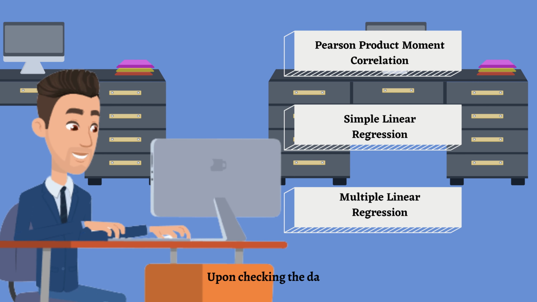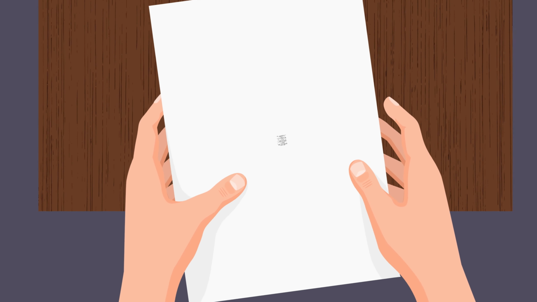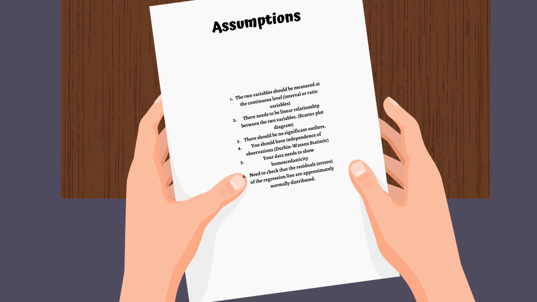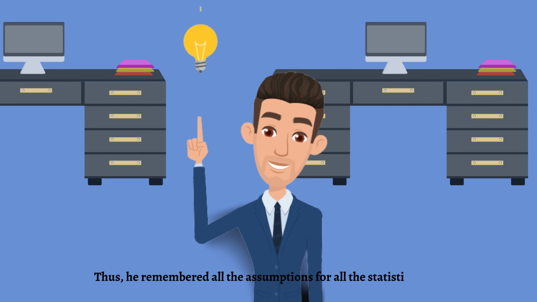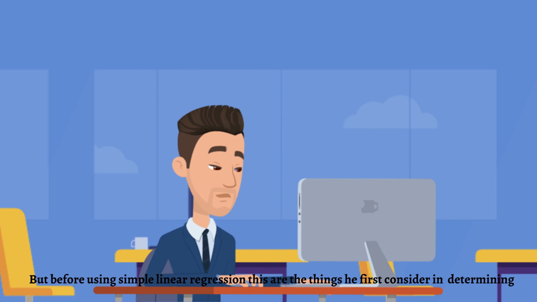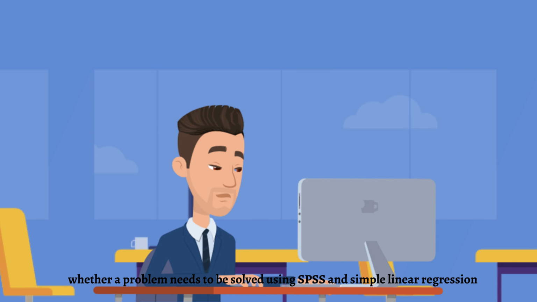Upon checking the data, Mr. Park recalls that in choosing statistical tests, we need to meet all the assumptions needed so that we could come up with the appropriate result that we want to achieve. Thus, he remembered all the assumptions for all statistical tests and decided to use the simple linear regression analysis. But before using simple linear regression, these are the things he first considered in determining whether a problem needs to be solved using SPSS and simple linear regression.